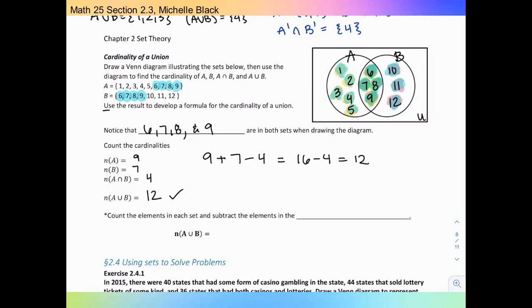Now we were asked to use the result to develop a formula for the cardinality of a union. Well, we just did that. You can count the elements in each set. So for us, that was sets A and B. And then subtract the elements in the intersection. Or writing it out in a more mathematical way, we can say that the cardinality of our union is equal to the cardinality of our first set plus the cardinality of our second set minus their intersection.